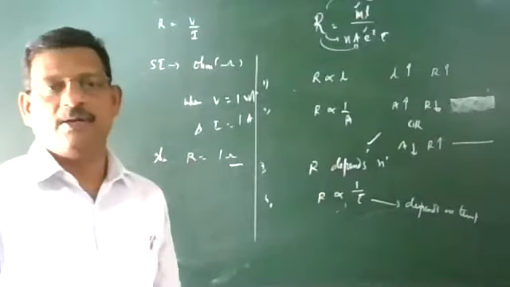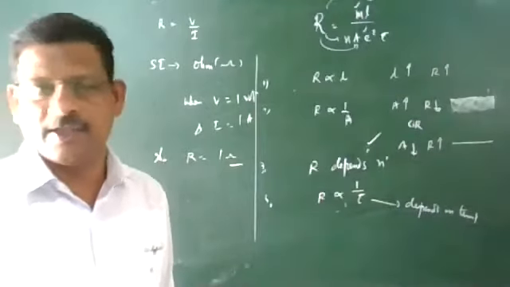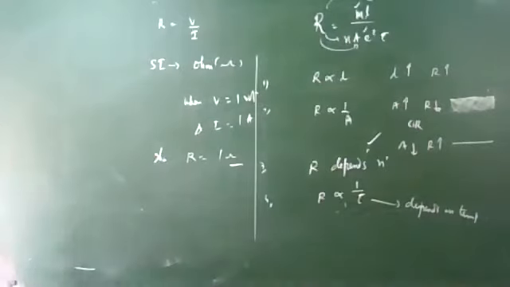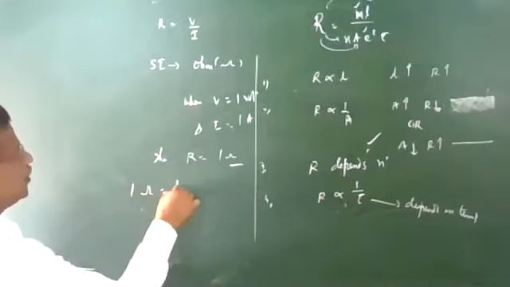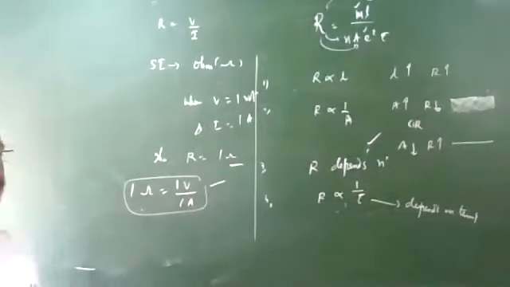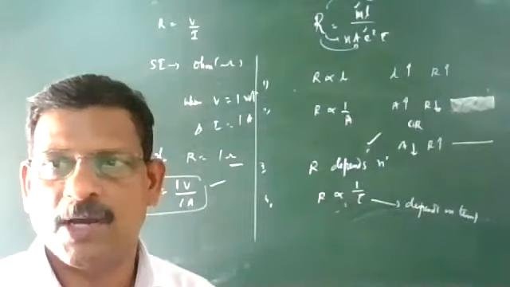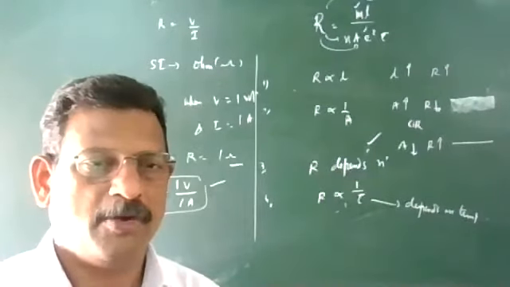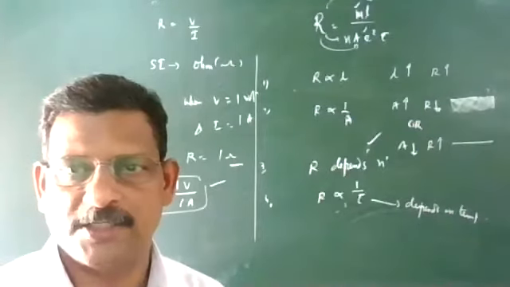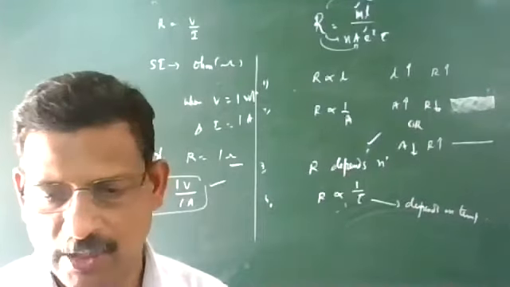If you apply 1 volt potential difference across the ends of a conductor, and you record a current of 1 ampere, then the resistance of that conductor is said to be 1 ohm. 1 ohm equals 1 volt divided by 1 ampere. So how do we define the SI unit of resistance, 1 ohm? The resistance of a conductor is said to be 1 ohm if a current of 1 ampere flows through it under a potential difference of 1 volt.